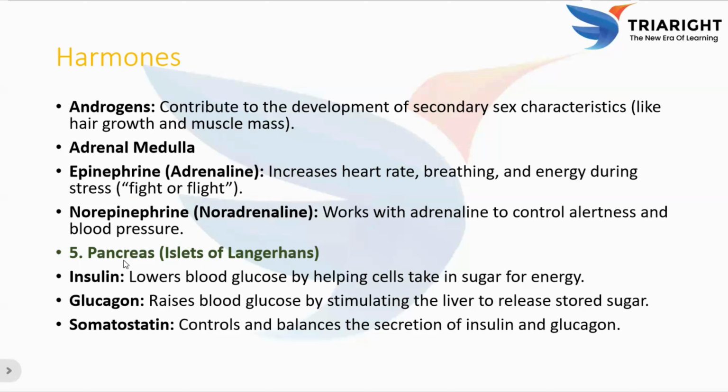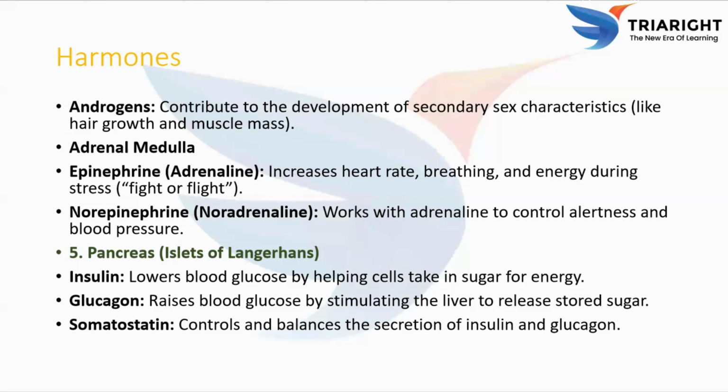Now coming to the hormones released by the pancreas. The pancreas, also called islets of Langerhans, is both an endocrine and exocrine gland. The islets of Langerhans are special cell clusters in the pancreas that secrete hormones to control the blood sugar levels. So what are the hormones? It produces insulin, glucagon and somatostatin. So insulin, what does insulin do? It lowers the blood glucose levels. It helps the body cells to absorb the glucose from the blood to use for energy.